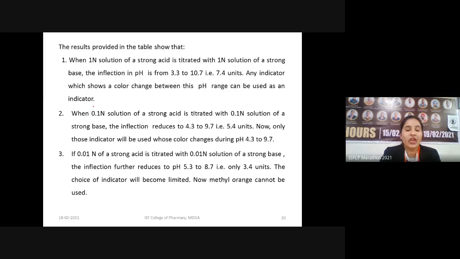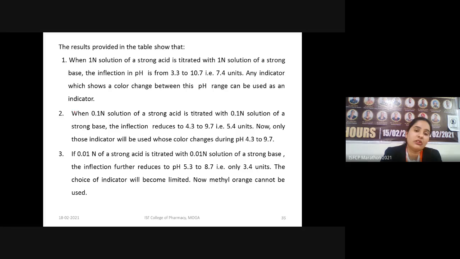When we are using 0.1 normal solution of strong acid, we titrate it with 0.1 normal solution of a strong base. The period of inflection reduces to 4.3 to 9.7. That is, the inflection period is only 5.4 now. For the titration of 0.1 normal strong acid with 0.1 normal strong base, we can use only those indicators which show color variation at this particular small interval.